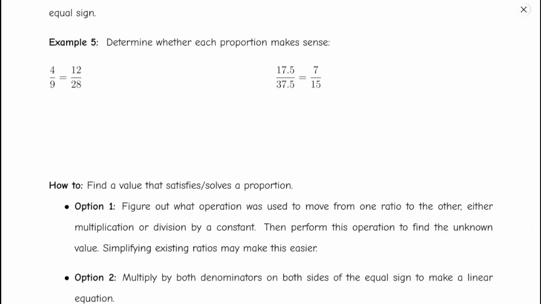So 4/9 equals 12/28. I'm going to multiply both sides by both denominators. On the left-hand side, the 9's cancel out, and on the right-hand side, the 28's cancel out. So we're left with, does 28 times 4 equal 12 times 9? Well, 28 times 4 is 112, and 12 times 9 is 108. Those do not equal each other, so this is a false proportion.